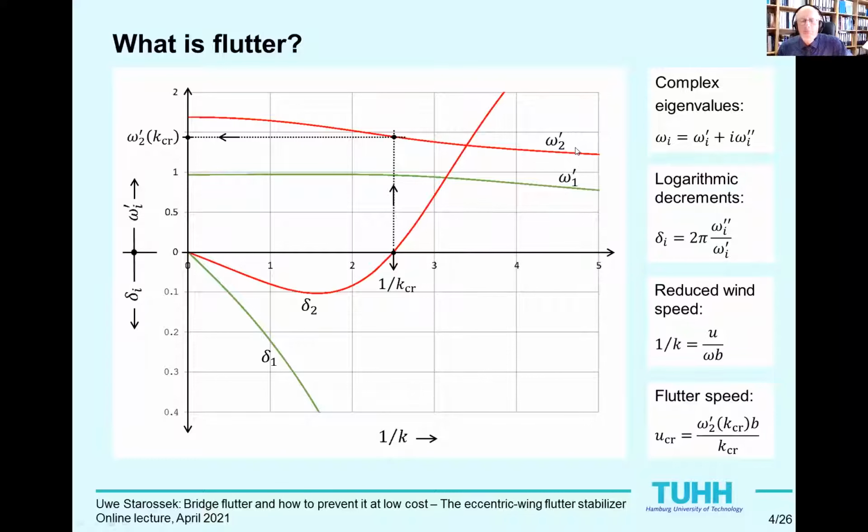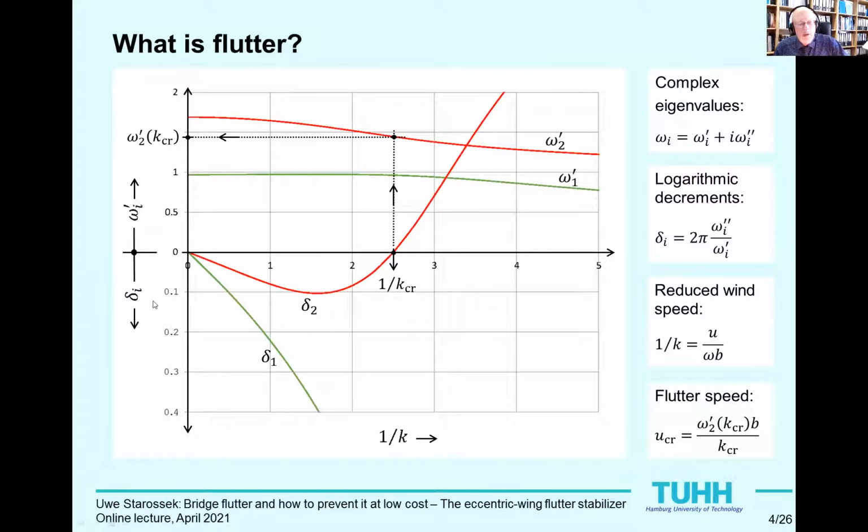When the wind speed, and hence 1 over k, is 0, omega 1 prime is associated with the first mode of natural vertical vibration, and omega 2 prime with the first mode of natural torsional vibration. For non-zero values of wind speed and 1 over k, the vertical and torsional motion components are always coupled in the associated modes of aeroelastic vibration.